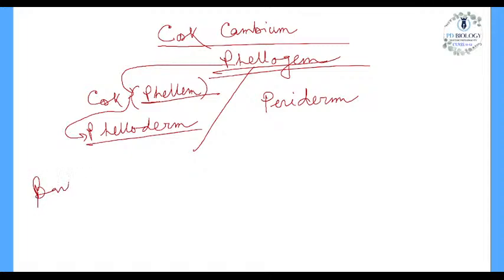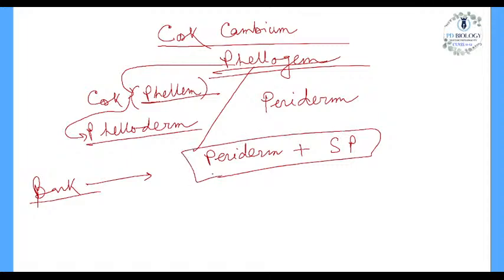There is bark. It's a non-technical term referring to all the tissues outside the vascular cambium, such as the periderm and the secondary phloem. So what are the components in the bark? The periderm and the secondary phloem. Early or soft bark forms at the beginning of the season. Late or hard bark forms at the end of the season.